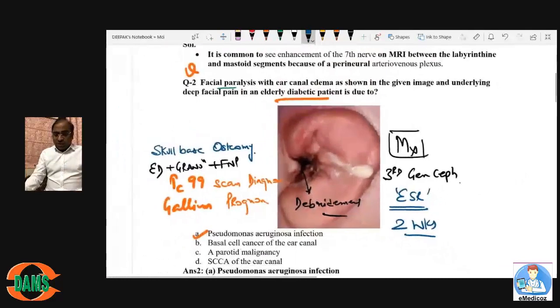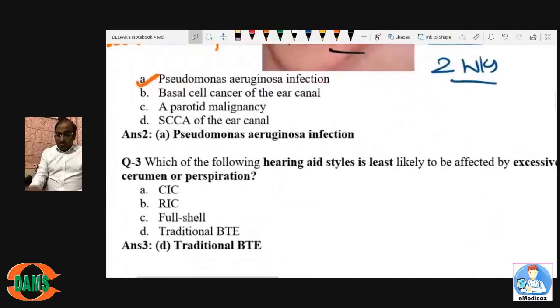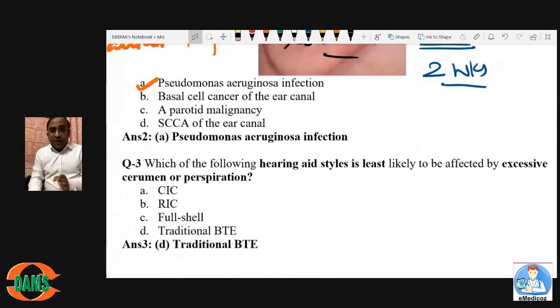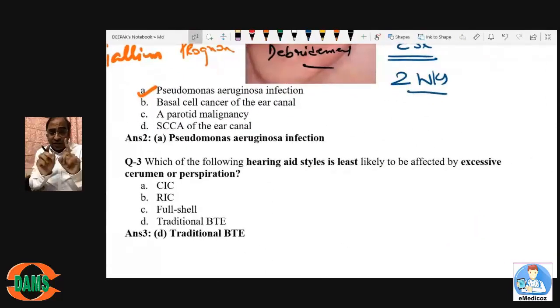Coming on the next MCQ, this question going in the favor of malignant otitis externa. Which of the hearing aid is least affected? Read the MCQ nicely.